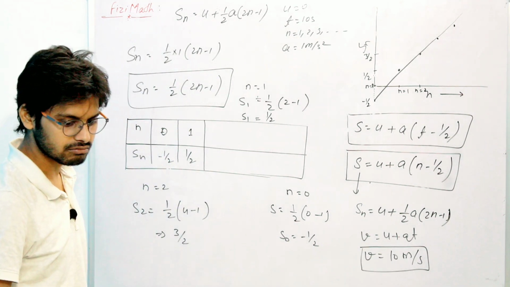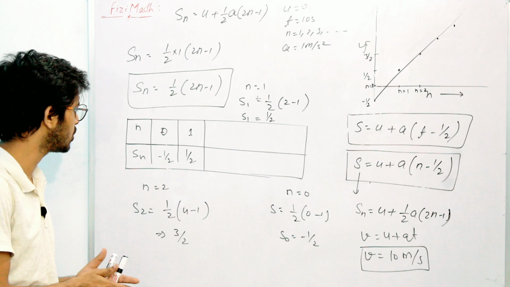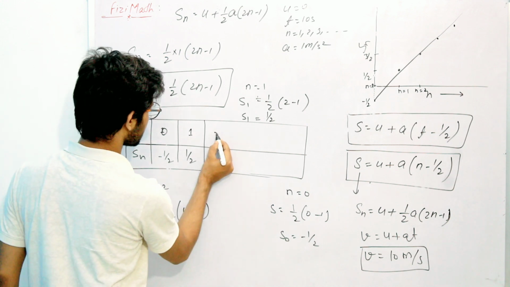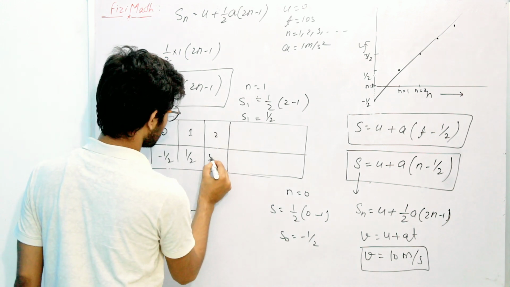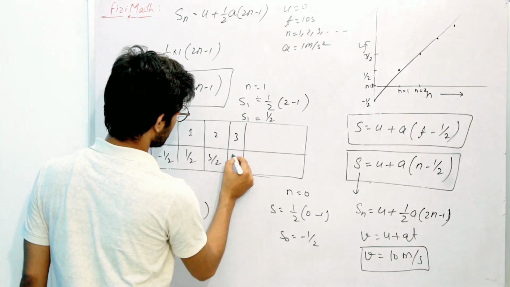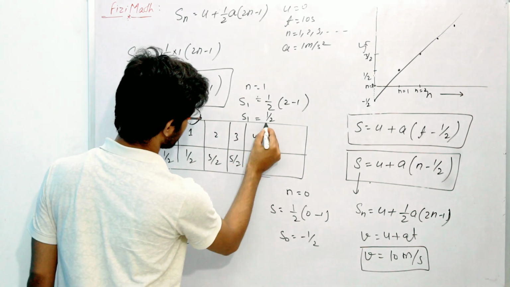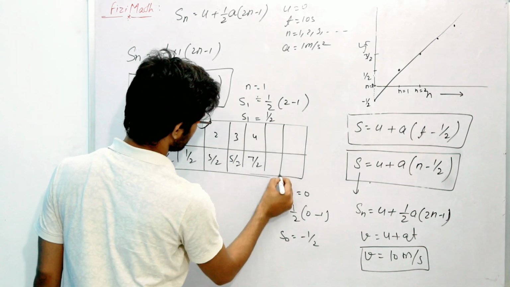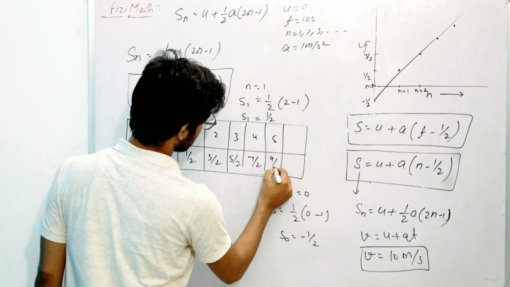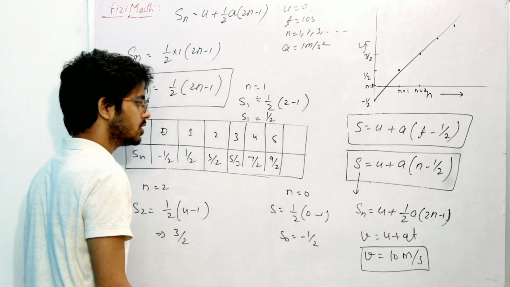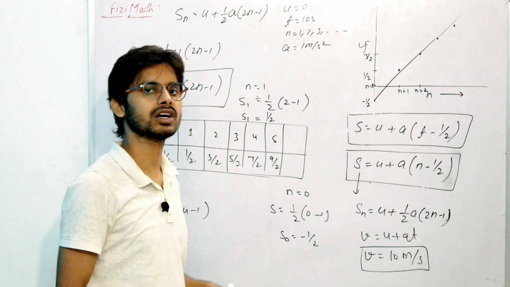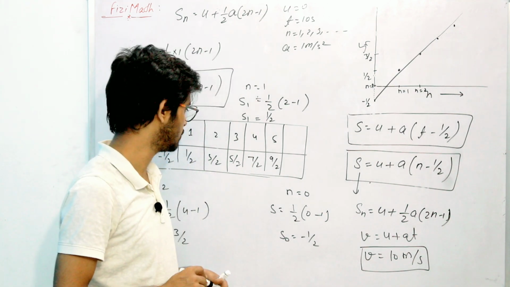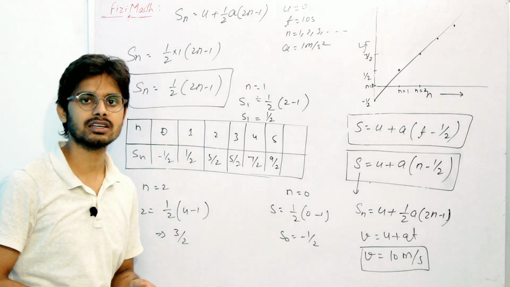Okay, so for today that is enough. I will put all the values here. When it is 2, it will be 3/2; when it is 3, it will be 5/2; when it is 4, it will be 7/2; when it is 5, it will be 9/2, and so on. So you just have to add 1 in each value.